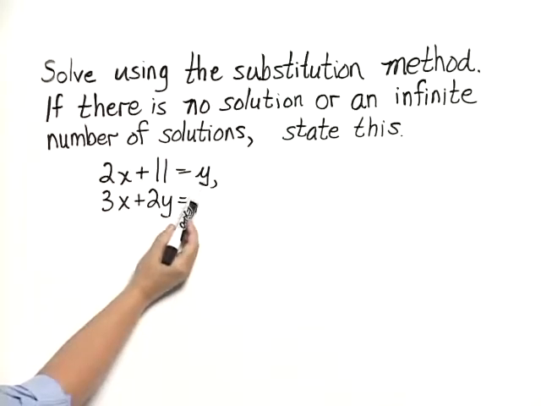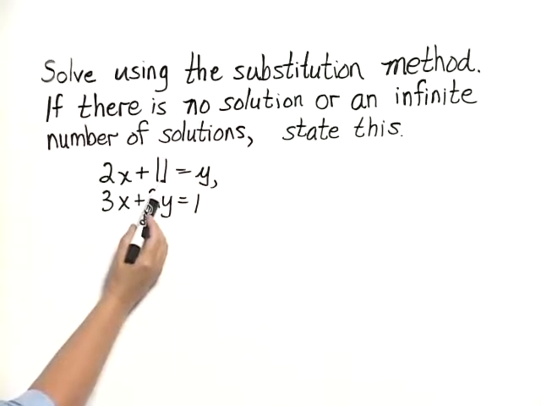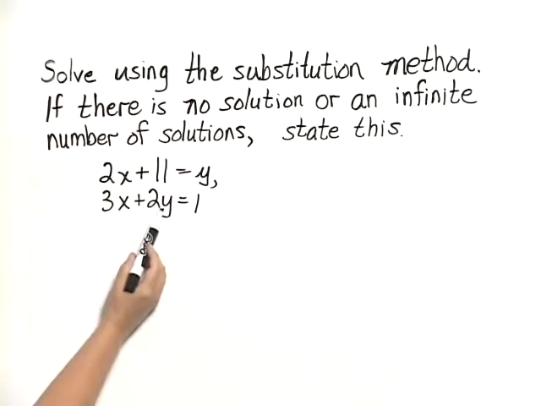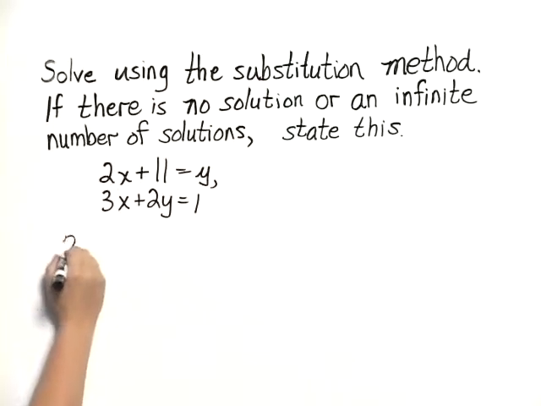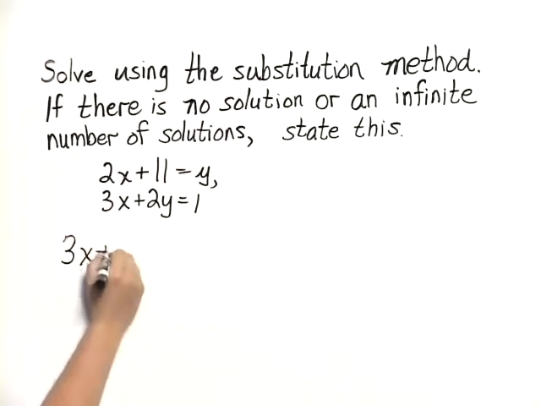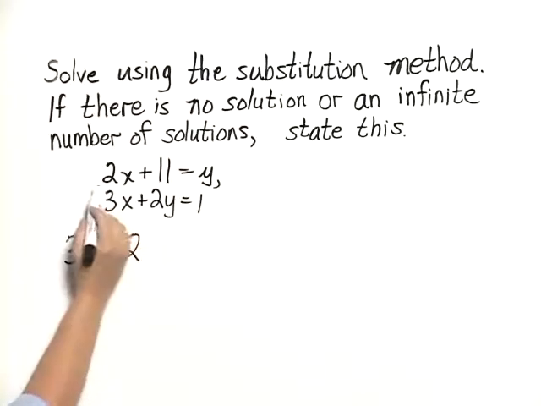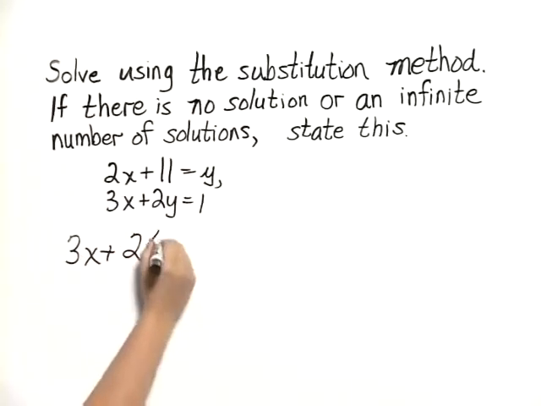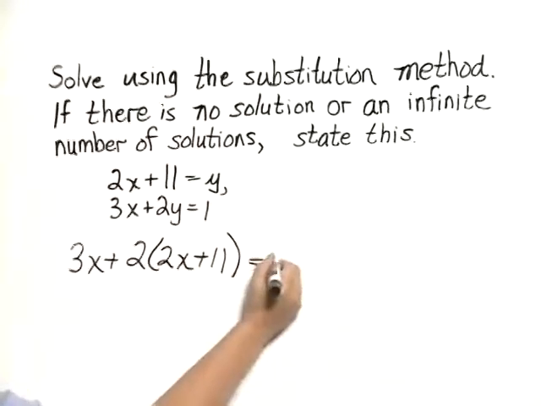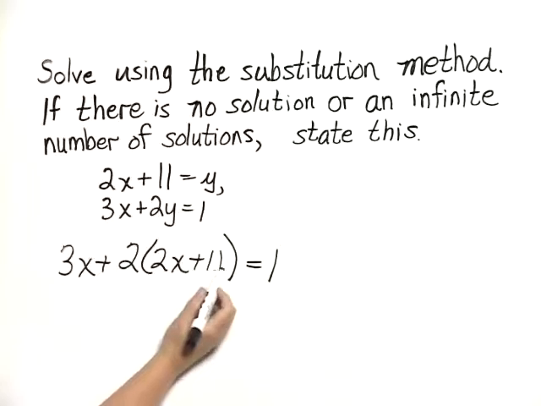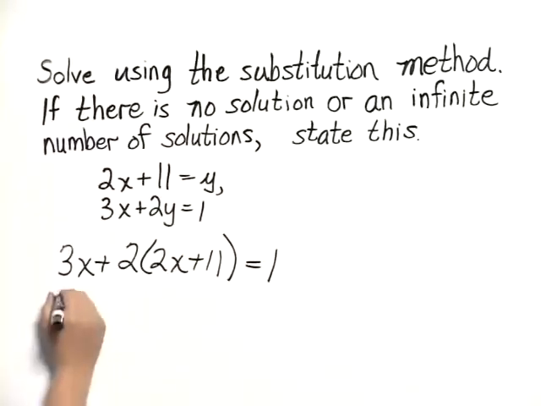So we will take this expression for y, that is 2x plus 11, and substitute that for y in the second equation. We begin by writing the second equation, 3x, and then we would write plus 2y, but instead of writing the y, we write 2x plus 11. And that equals 1. I've substituted for y. Now I have an equation with one variable, and I can solve for x.